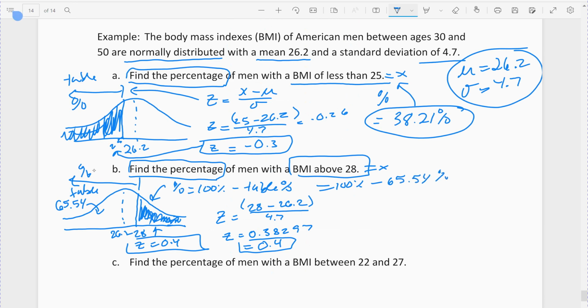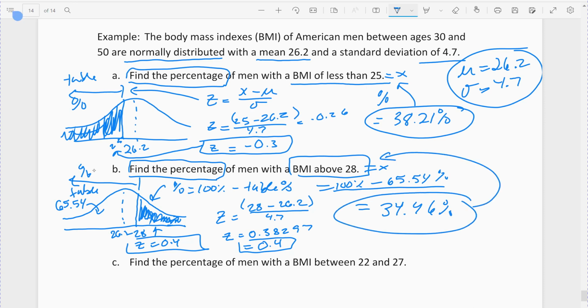And another clue that I need to do that subtraction is, if you'll notice, that's why pictures are always helpful. Because based on the picture, I know that it's above half of the area, and so I know the percent should come out smaller than 1/2, right? Because this is less than half of the area, and so the 65 doesn't make sense. So we have to remember to subtract to get the actual percent I want. So take my 100% minus my 65%, and that comes out to be 34.46% of men have a BMI of above 28.